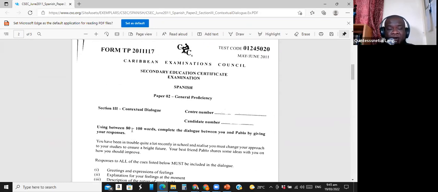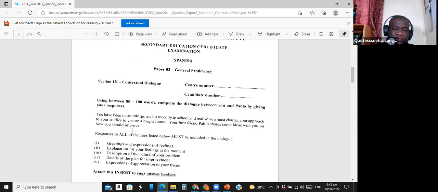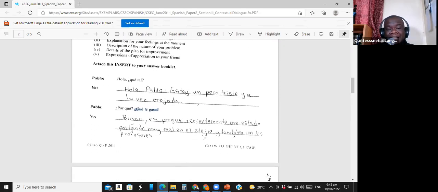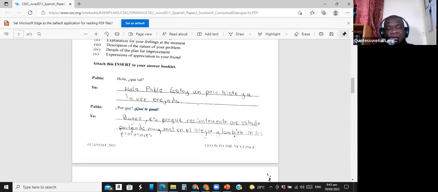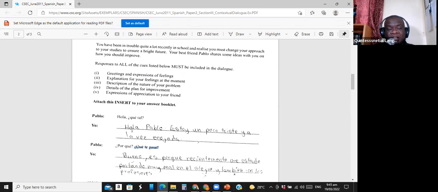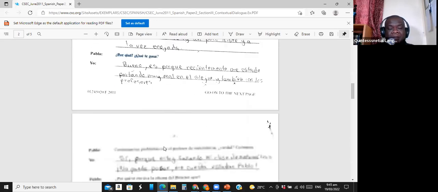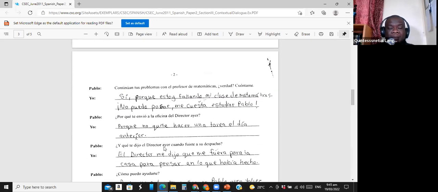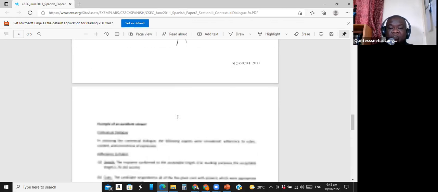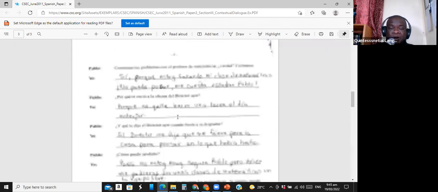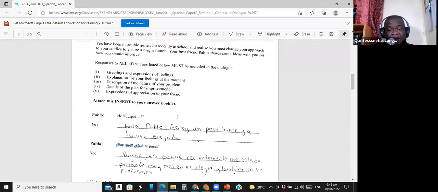Something I didn't mention before and I need to mention now. Before you write a single word in your contextual dialogue, what I always suggest to persons is read the cued responses. Hola, ¿qué tal? ¿Por qué? ¿Qué te pasa? Continúan, etc. Read out all of these first before you even write a single word of your response. Right? That is number one.